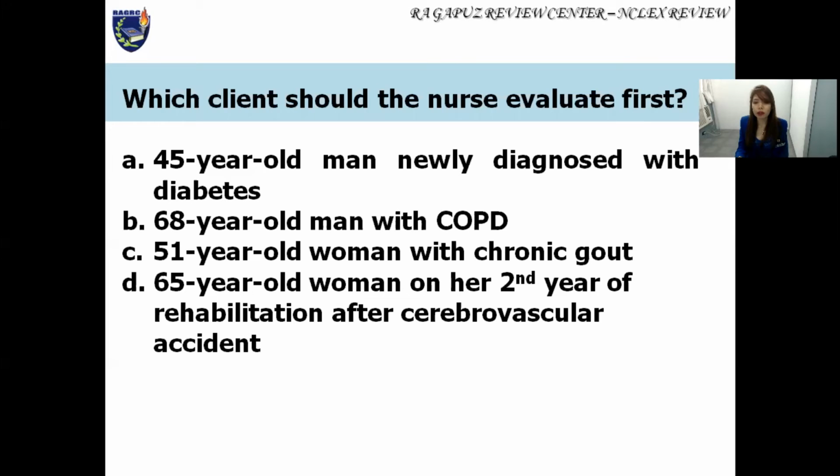So, we have to use the process of elimination. Remove letter D because the woman is on her second year of rehab, so that is something that is stable. Letter C, 51-year-old woman with chronic gout, and letter B, 68-year-old with COPD. Both of them have the word chronic. So basically, where will that lead you? To answer letter A, 45-year-old man newly diagnosed with diabetes. Correct.